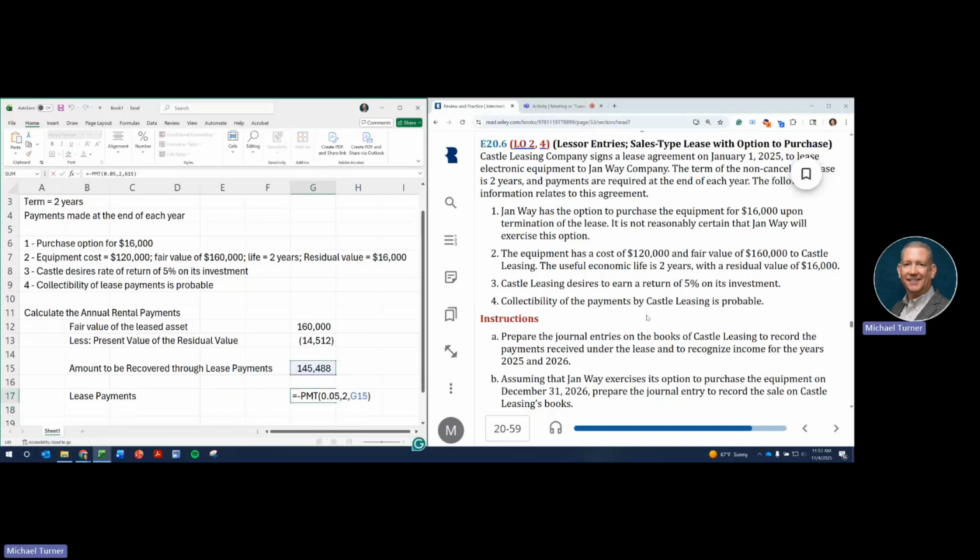So again, the formula that we used is the 5% interest for 2 payments. So we're calculating an annuity, but it is not an annuity due. So let me confirm that here, that it is not an annuity due, because we make the payment at the end of the period. And the present value amount that we're calculating this based on is the 145,488. Again, that's the amount that's going to be recovered through lease payments. And so we're trying to figure out, what are those 2 lease payments going to be? They're going to be $78,244 a piece.